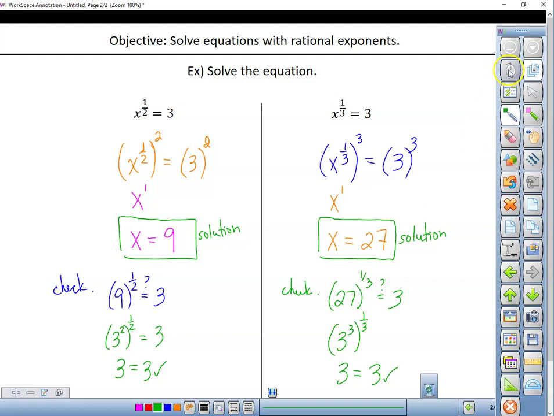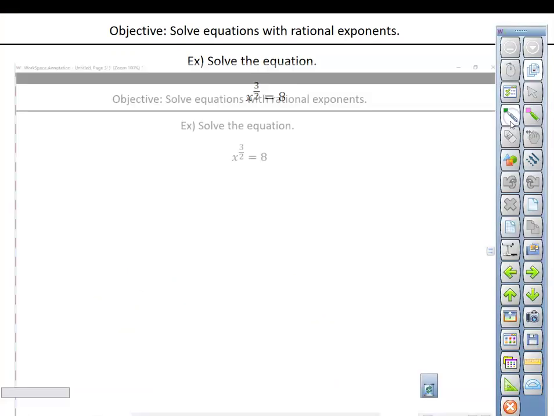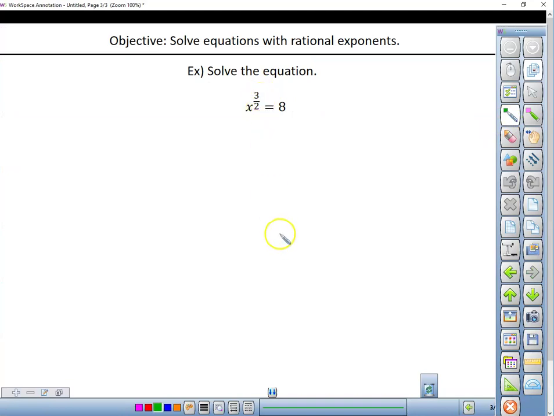For the third example of this particular type, where we have a simple power of x, where we have a rational exponent equals a number, we are going to look at this one. So here we've got a numerator that is a value other than 1. But the procedure, you have to realize, is the same. We need to undo this exponent. So we need to raise both sides of our equation to the appropriate power. And again, our goal is to get to x equals, which would be x to the first power. So that appropriate power we raise both sides to needs to be the reciprocal of this exponent, 3/2, which would then be 2/3.